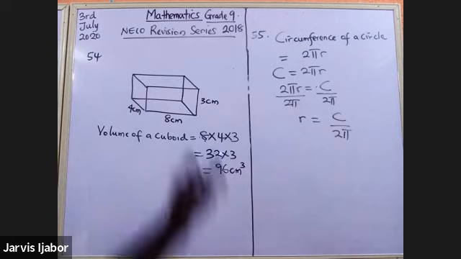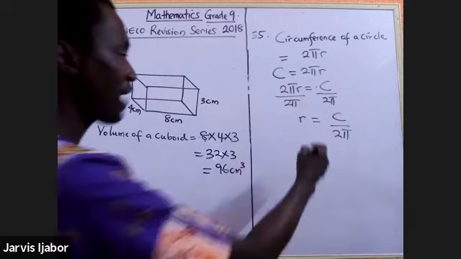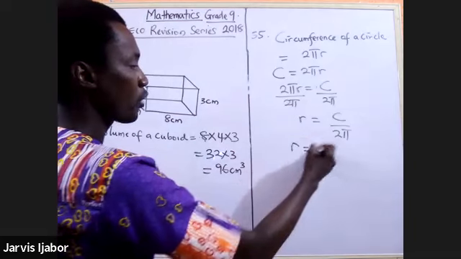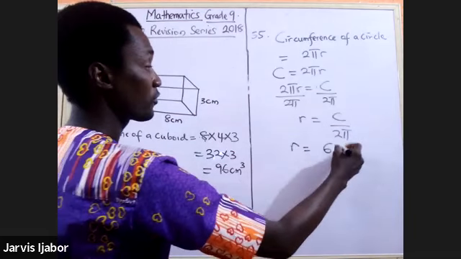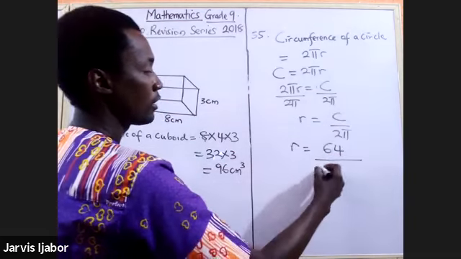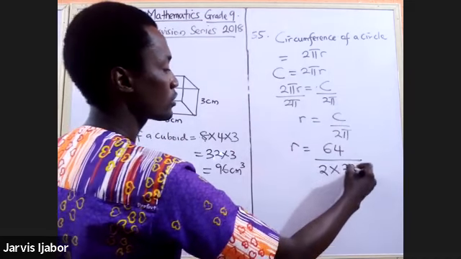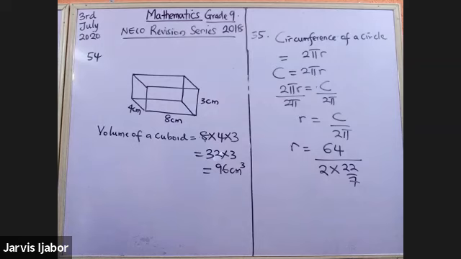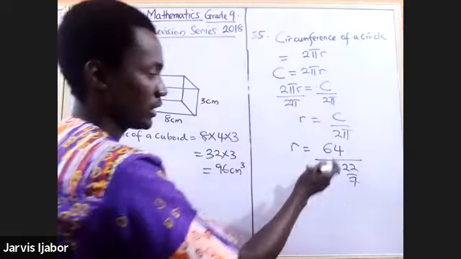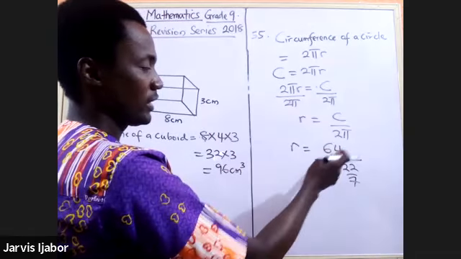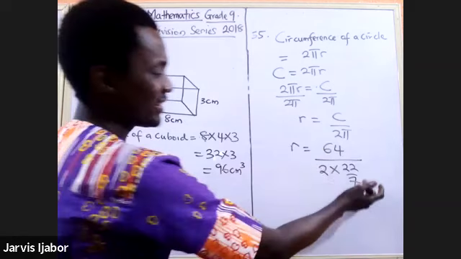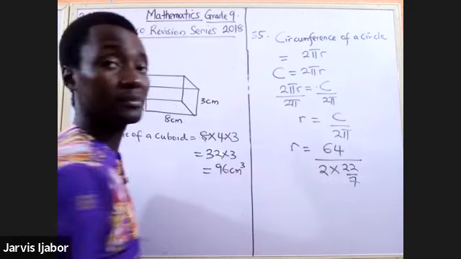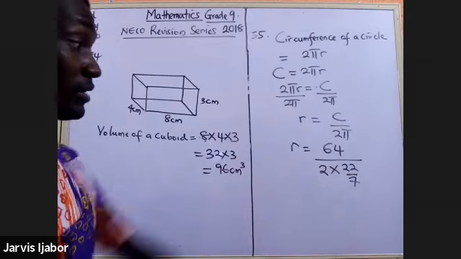Now, from this point, we will have that r will be equal to circumference 64, over 2 times 22 over 7. So, how do we cancel out? I want you to watch very carefully how I'll be cancelling out. This is a numerator, this is a denominator. This 7 is a numerator.